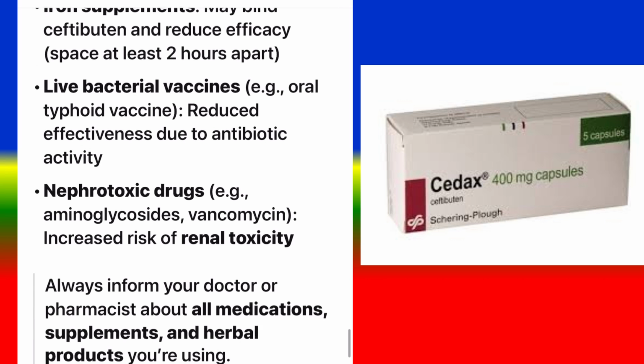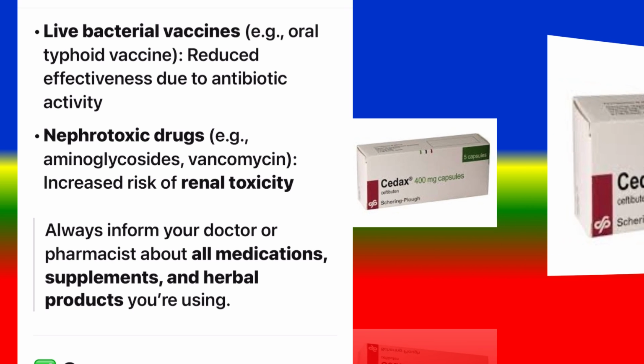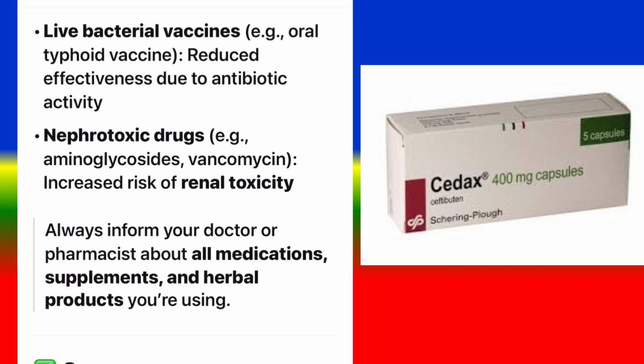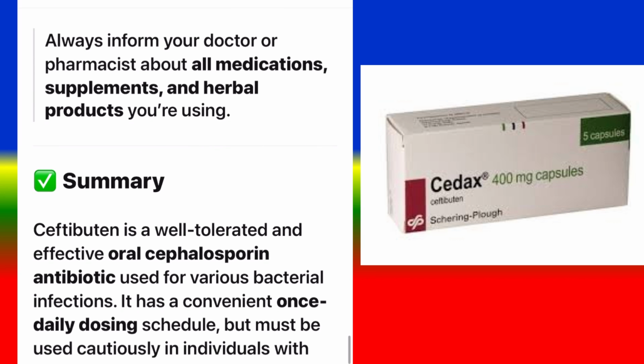Live bacterial vaccines, e.g. oral typhoid vaccine: reduced effectiveness due to antibiotic activity. Nephrotoxic drugs, e.g. aminoglycosides, vancomycin: increased risk of renal toxicity. Always inform your doctor or pharmacist about all medications, supplements, and herbal products you're using.